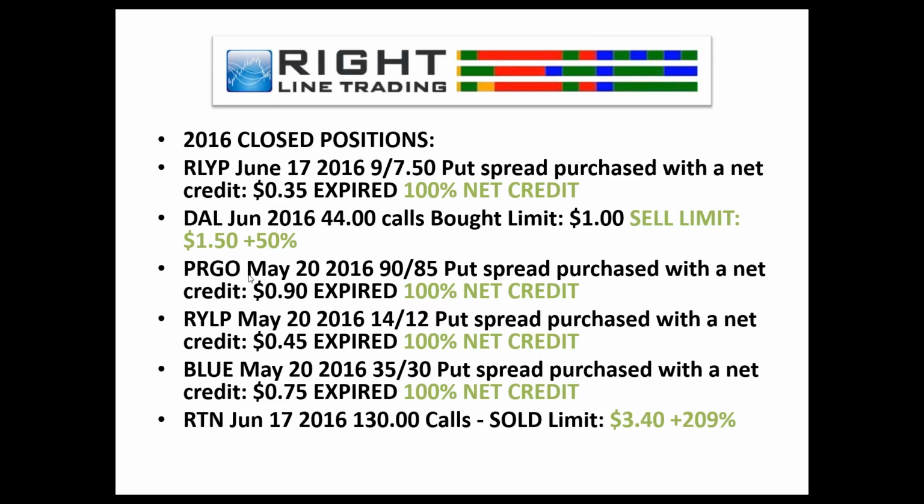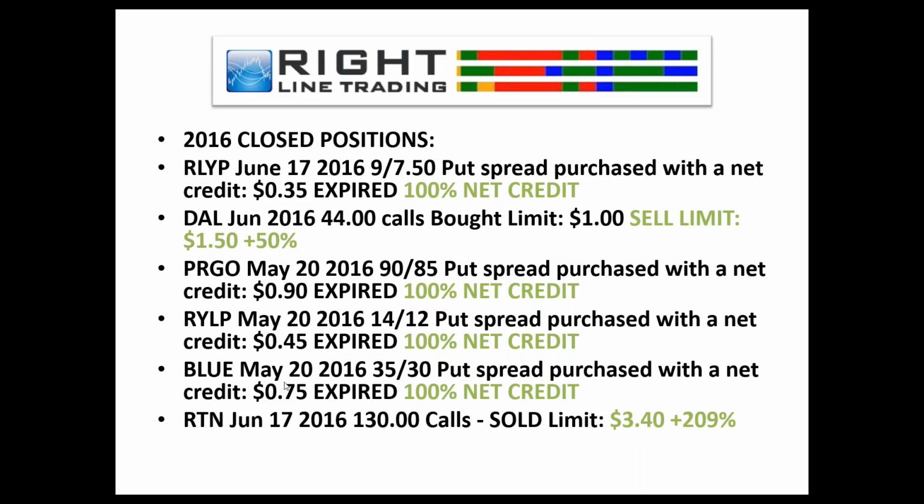Perrigo is a generic pharmaceutical company, 100% net credit. I had bought Relapsa again in May, 100% net credit. Bluebird Pharmaceuticals, 100% net credit. And then here's Raytheon. I had told you about the cruise missile purchase. It was in a strong uptrend. These were $130 calls, or the strike price was $130. We sold at $340. We made 209% on Raytheon.